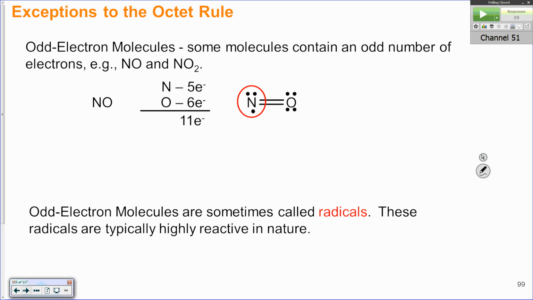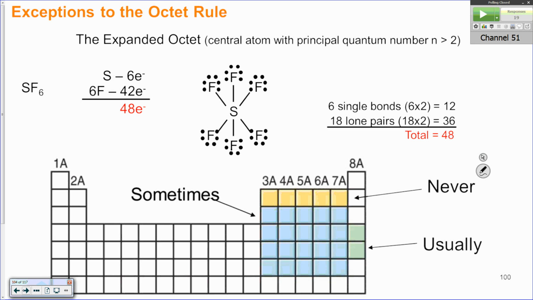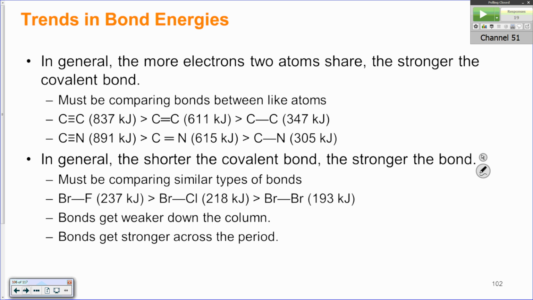We talked about exceptions to the octet rule. And then the end of the chapter looks at bond energies and trends in bond energies. The big thing that I'll point out in this quick recap is that triple bonds have more energy than double bonds, which have more energy than single bonds. You see that trend repeated regardless of what it's connected to. The other thing we see is that the shorter the bond, the stronger the bond is going to be.